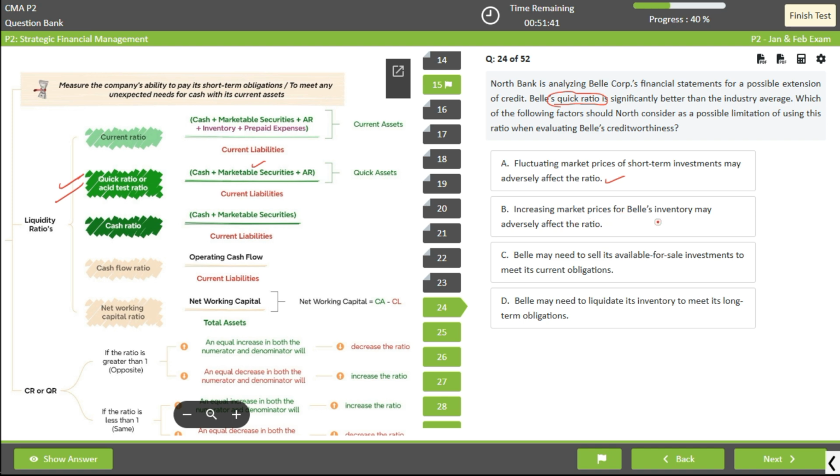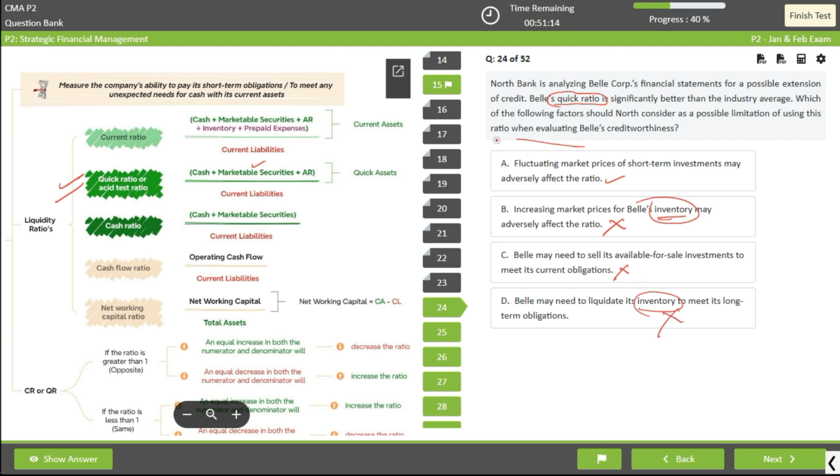Increasing the market value for inventory. See, inventory is not included in the quick ratio, so this becomes the incorrect option. That is not going to affect your quick ratio because we don't include it. Bellis may need to sell its available for sale securities. Available for sale securities are also not included while calculating the quick ratio. Bellis may need to liquidate inventory. See, again, inventory is not included in calculating the quick ratio.